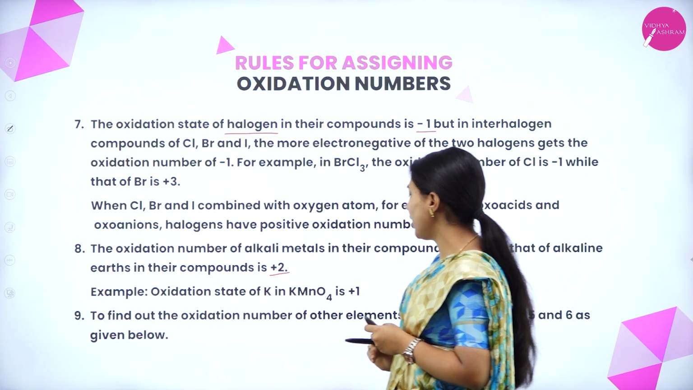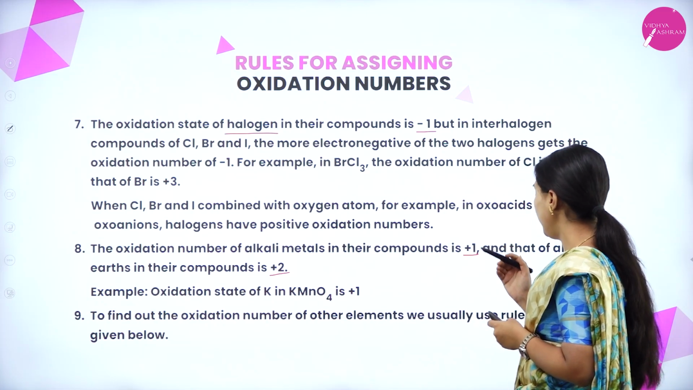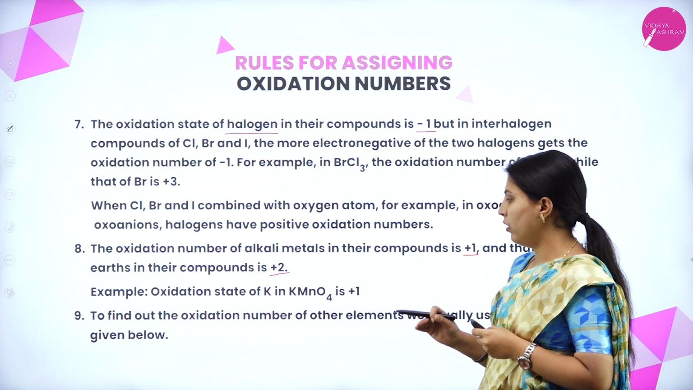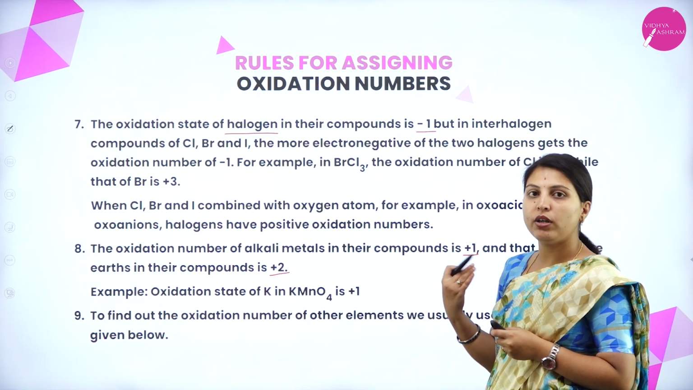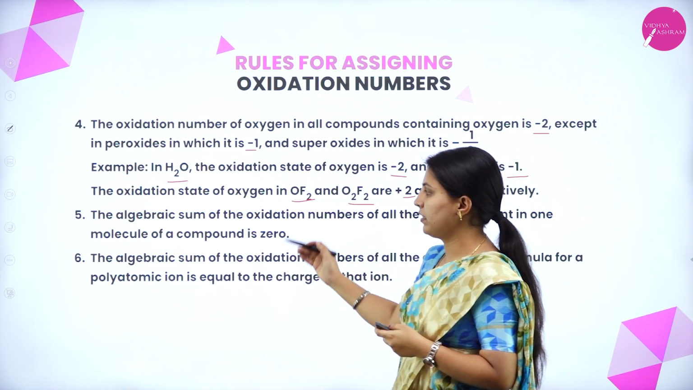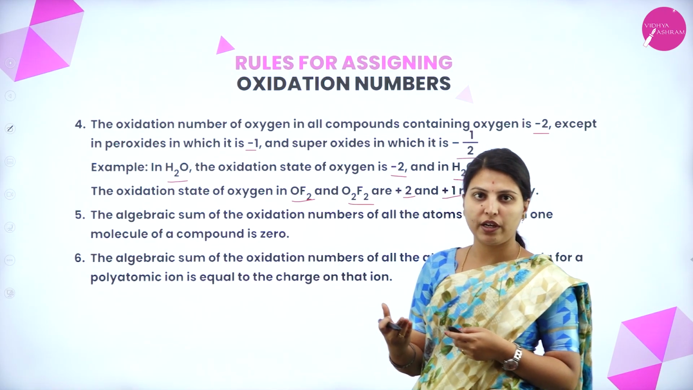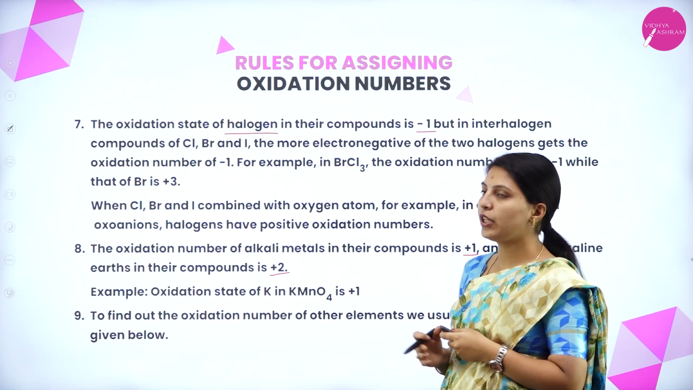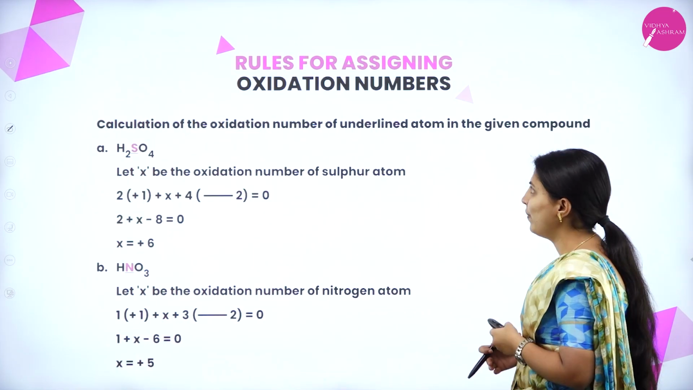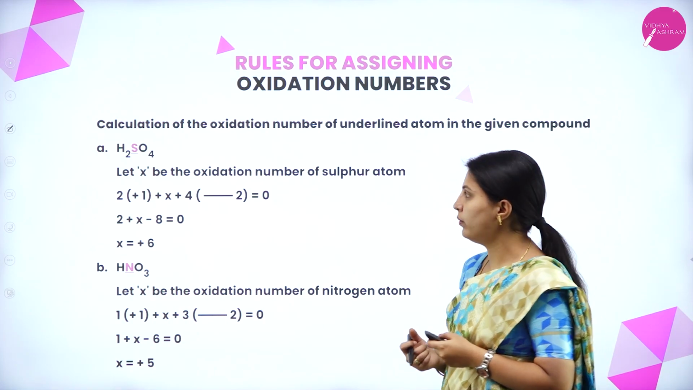To find out the oxidation number of other elements, we usually use rules 5 and 6 as given below. Usually if you want to find out other elements, we use 5 and 6, which means algebraic equations you have to use. These are the set of rules to find out oxidation state or number. We will see some examples now.